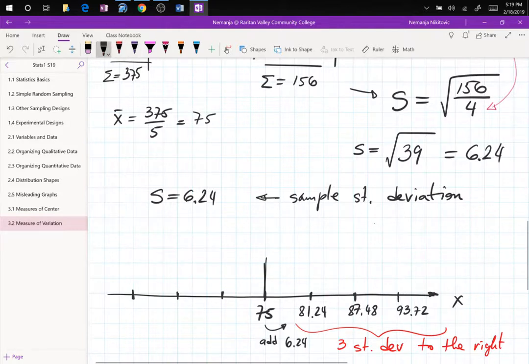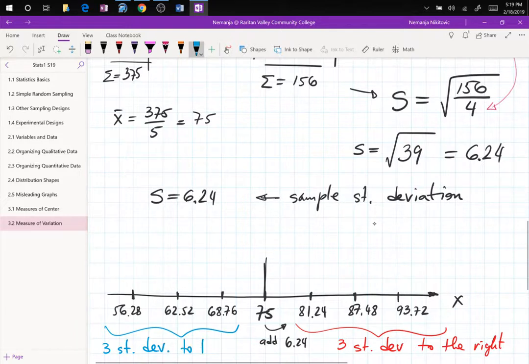And now we're going to subtract these values. So minus 6, that's going to be 68.76. Then subtract again for 62.52. And subtract again minus 6, so it's going to be 56.28. And these are 3 standard deviations to the left.